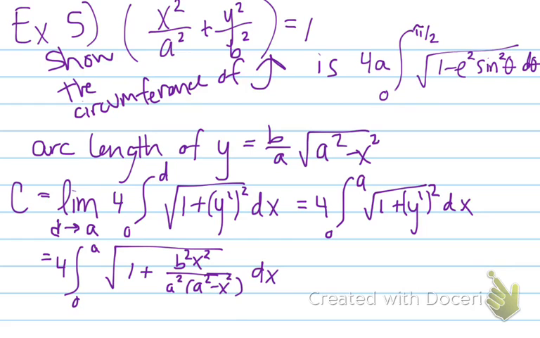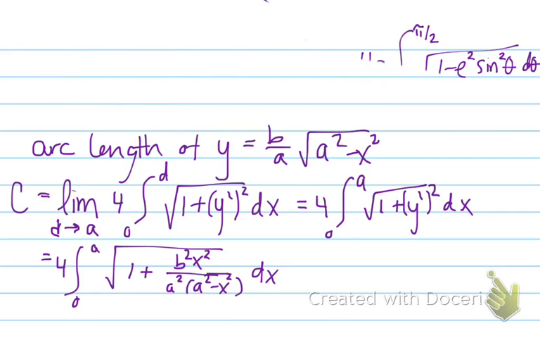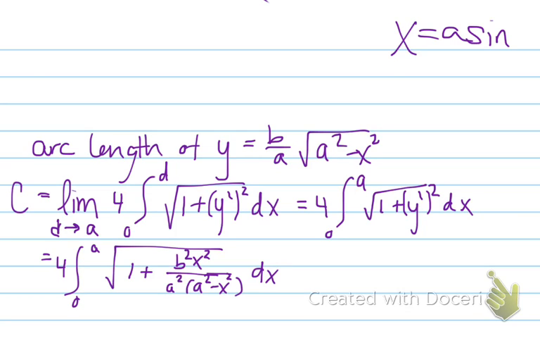So we can use trig substitution. If you let x equal a sine of theta, I'm going to need a little bit more room, so let me erase some of this stuff. If you let x equal a sine of theta, then I can plug it into this equation, and I get that the circumference is equal to 4 times the integral from 0 to pi over 2.